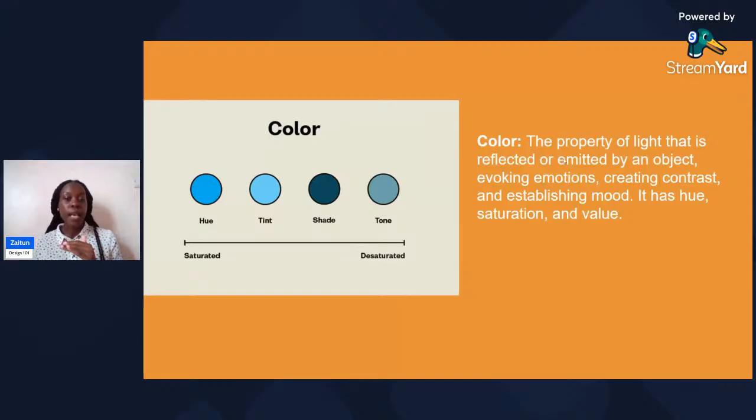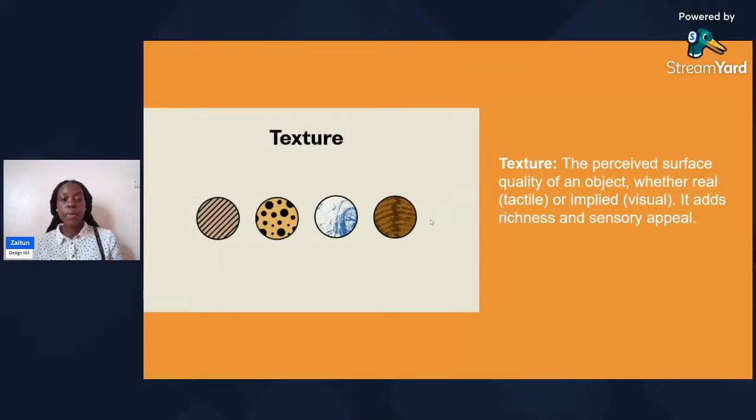So there's hue. Hue is usually the original version of the color. So another name for color is basically hue. And then tint. Tint is when you add white to the hue. And shade is when black is added to the hue, or the original color. And then tone is when gray is added to the original color. So it makes hue, tint, shade, and tone. Yes. And then next we have texture.